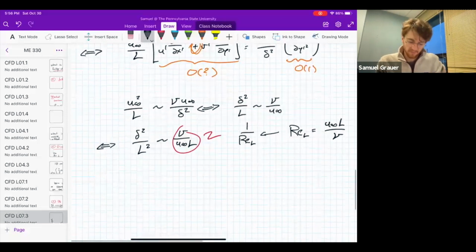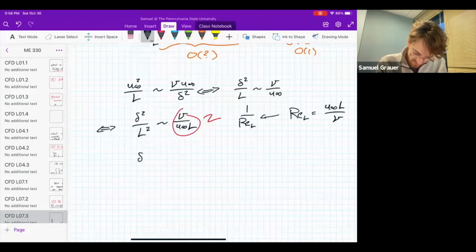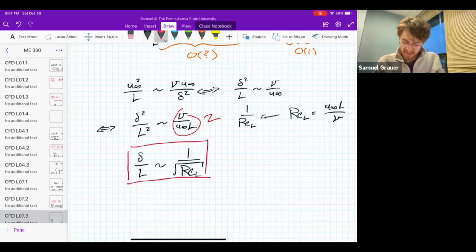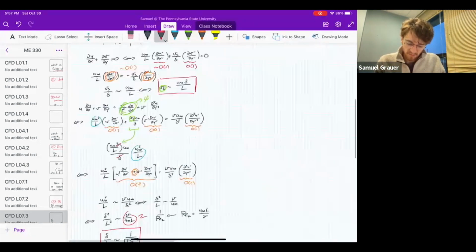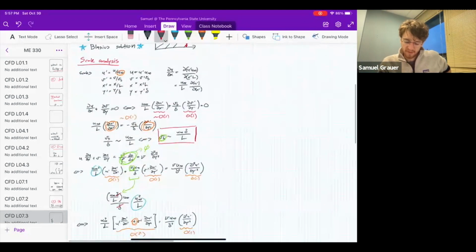So that's pretty convenient. What we can do now is take the square root of this. We have delta over L is of the order of 1 over the square root of the Reynolds number of L. Okay? And so this is the exact expression that we saw in the previous lectures. And like I said, if you were to do this Blasius solution approach, you would be able to get an exact result that matches that form, and you could actually calculate the coefficient.